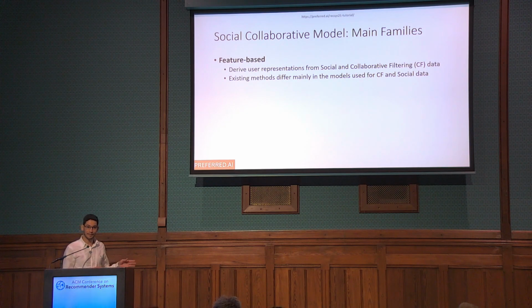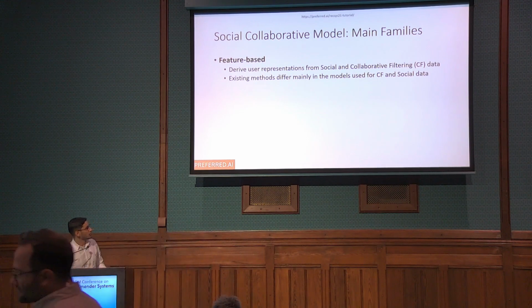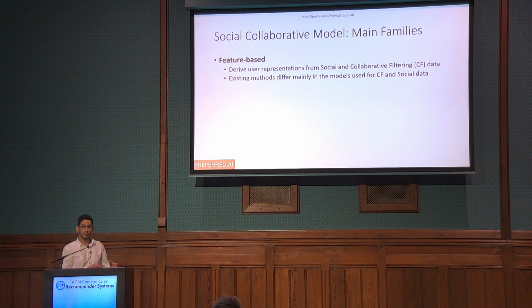So the first type of method that we will consider turns out to be very similar to what we have seen with the text and image modality. We call them here feature-based methods. So the idea is to derive user representations both from the collaborative filtering data and the social network. And as we just saw, this social network can be represented as an adjacency matrix that can be treated as any other matrix, like a document-word matrix or an image feature matrix as well. So we can just use this general representation to represent the graph information.